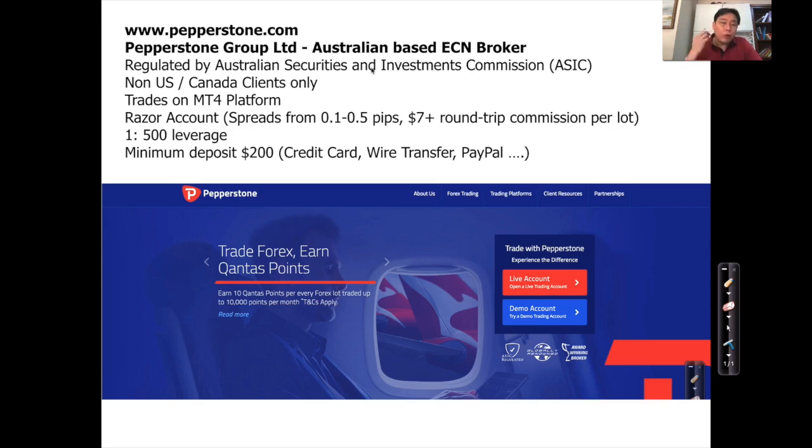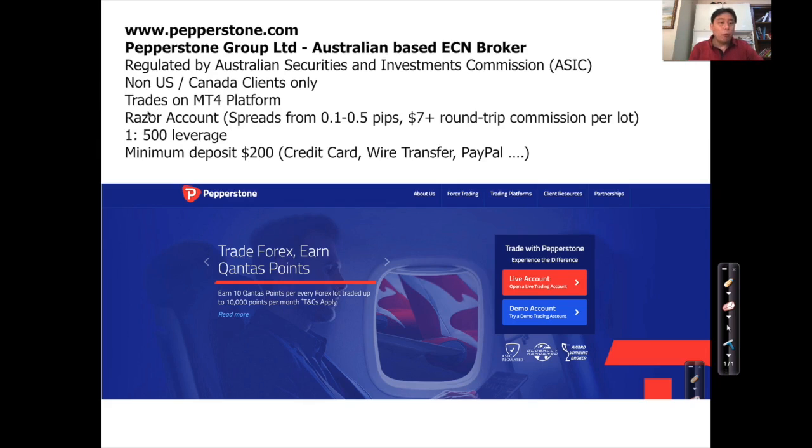This broker is an Australian-based broker, but they do not accept US and Canadian clients. For that, you can look for another broker like Oanda, which is what I'll be talking about in a while. What I like about Pepperstone is that they use the MT4 platform, and they've got one of the tightest spreads.